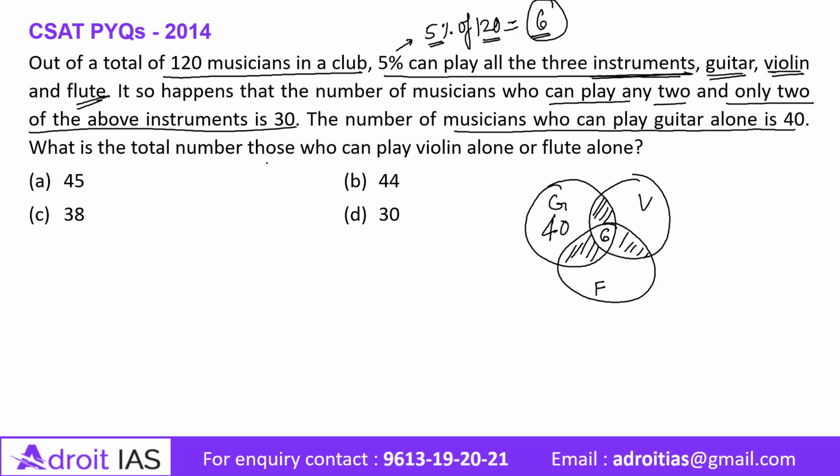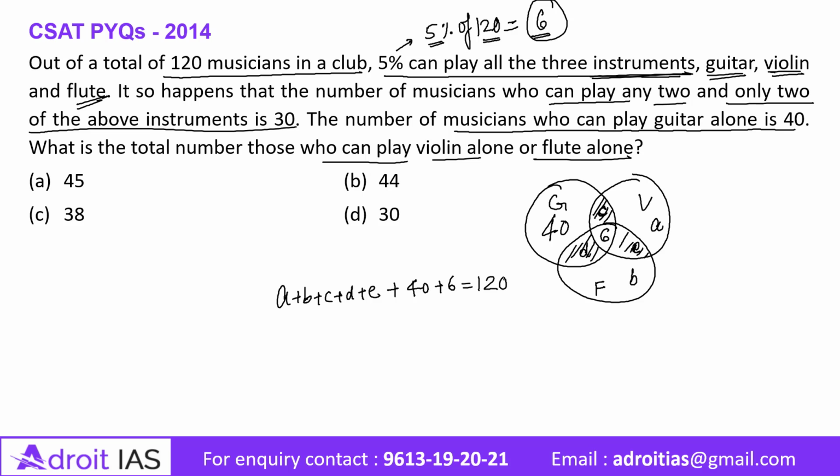What is the total number of those who can play violin alone or flute alone? Okay. So everyone, just assume, let's say this is A, this is B, and this is C, this is D, and this is E. Okay. So A plus B plus C plus D plus E plus 40 plus 6 is equal to 120, right?